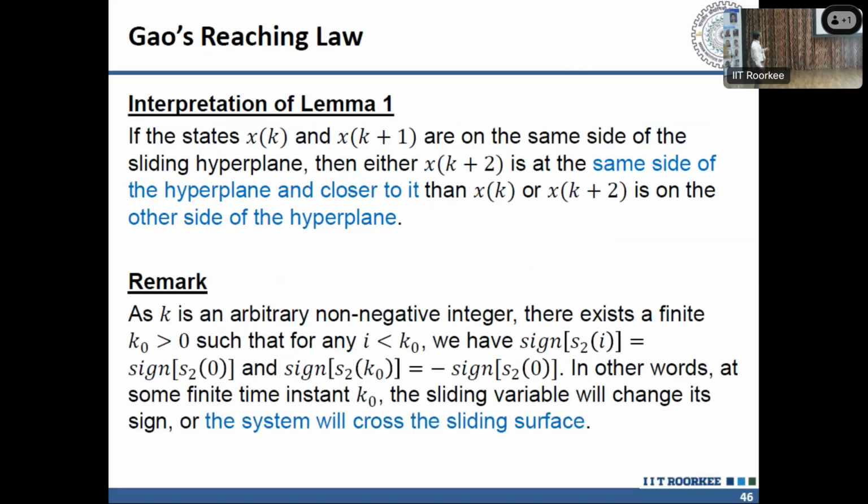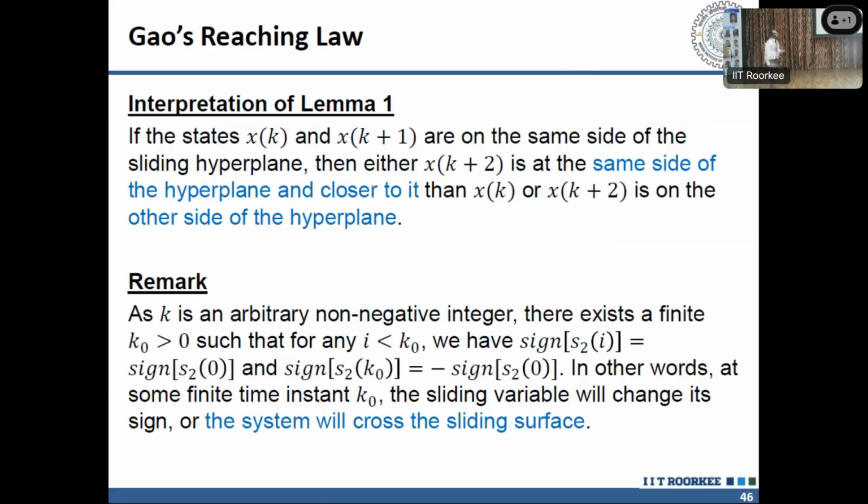And a remark, which you can very well understand, is that there will be some k0 greater than 0, such that for any i less than k0, we will have the signs of the samples of S the same, and for S2K0, we will have the sign opposite. So there will be an instant where it will cross over. This instant is K0. We really don't know what that instant is, but there will be an instant where we cross.